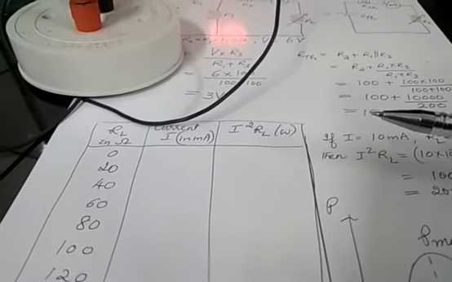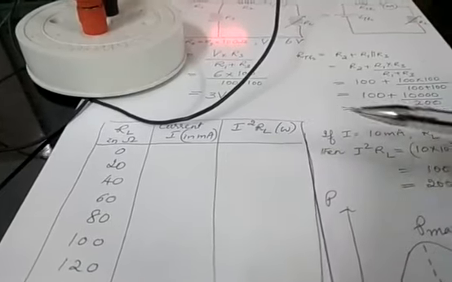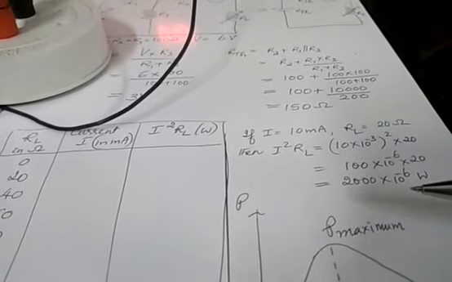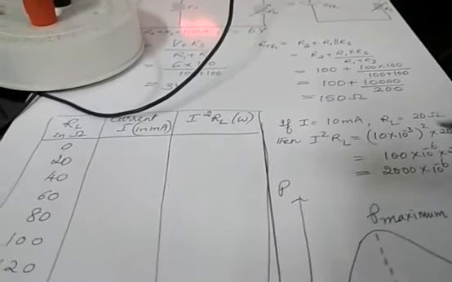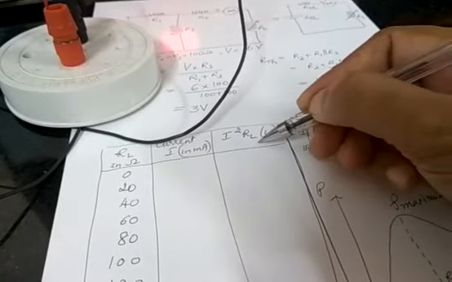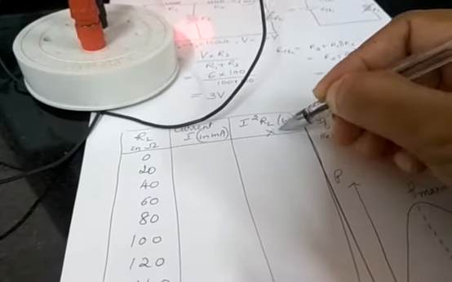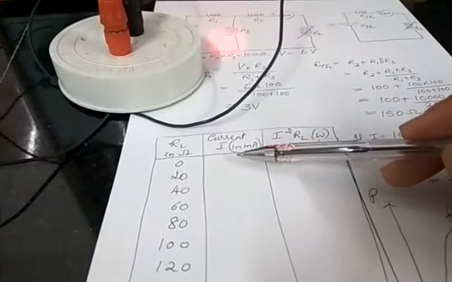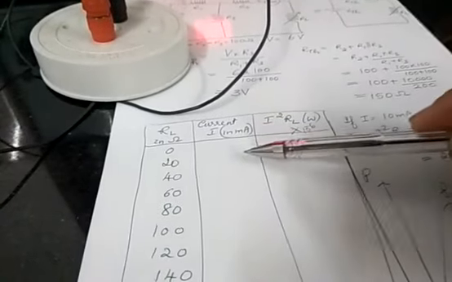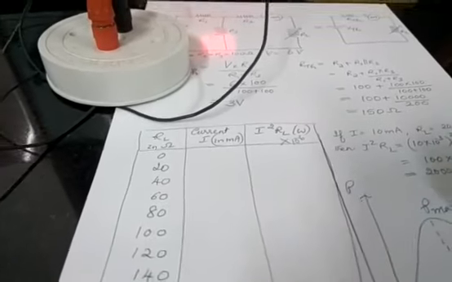Since milli is associated with all the current readings, 10 to the power minus 6 will be there with all the power calculations. Therefore, when you write I square RL, you can write into 10 to the power minus 6 watt. Then directly whatever current you get, if 10 milliamps, you can write 10 square into the load resistance. If you get 5 milliamps, then you can write 5 square into the RL value. In this fashion you have to calculate the power.